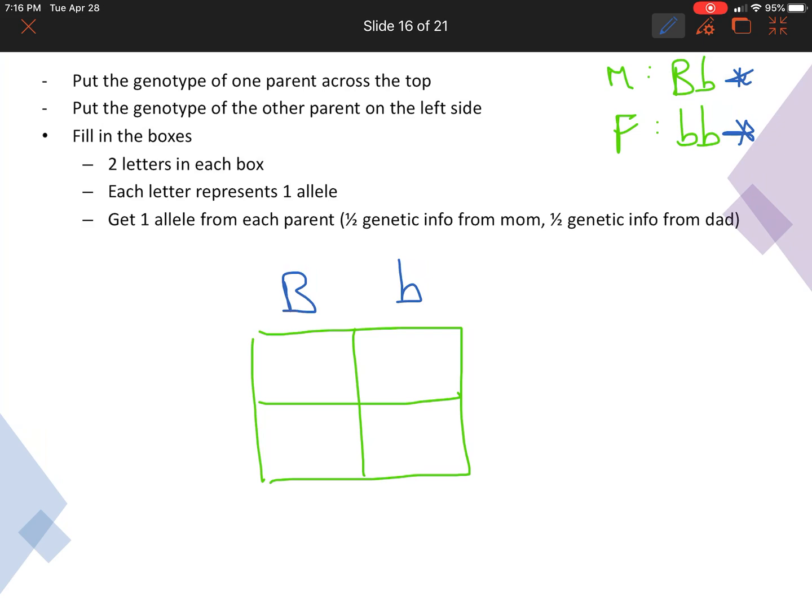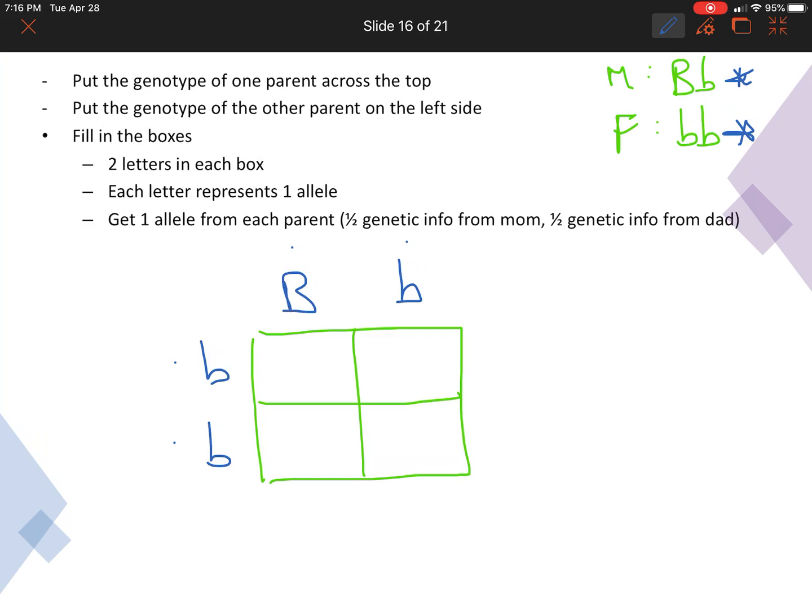So now I'm going to do this one here. The father only has two recessive alleles, so it has to be a recessive allele here. So the mother's going to pass either a dominant or a recessive allele. The father can only pass a recessive allele. There's no option for the dominant there.